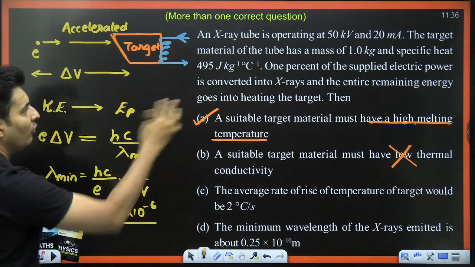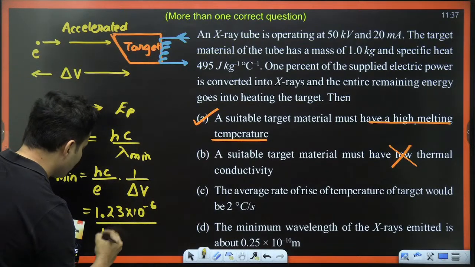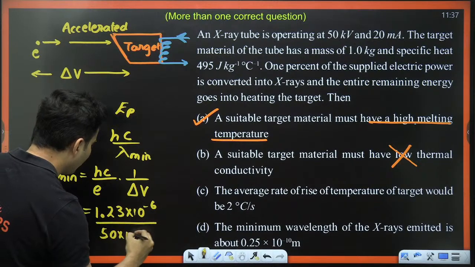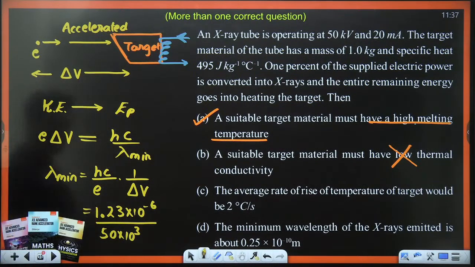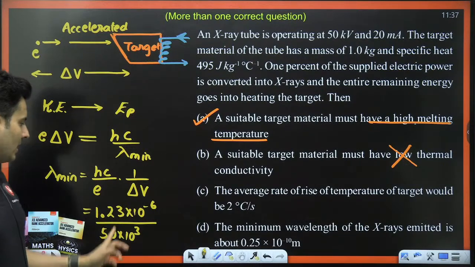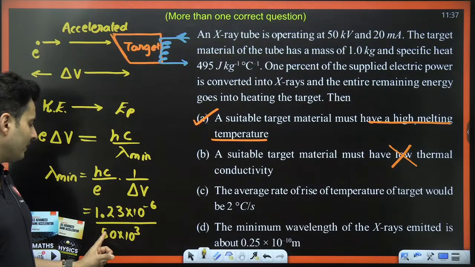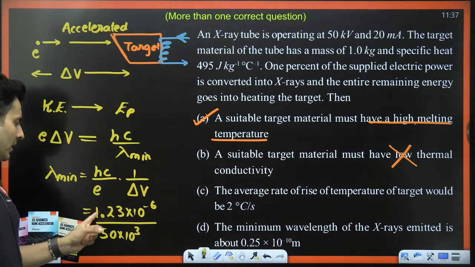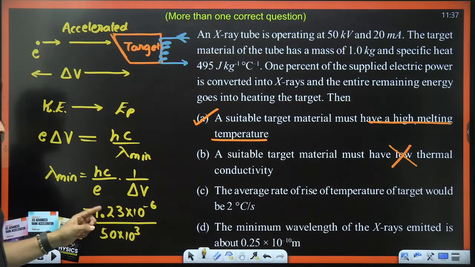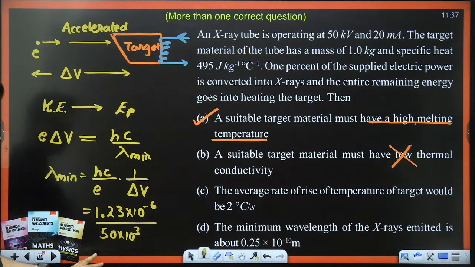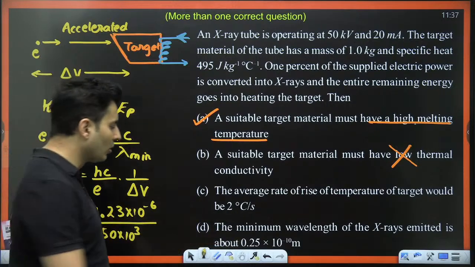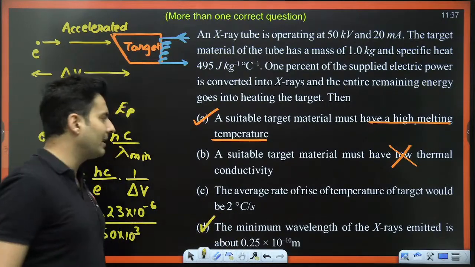Very simple. Voltage difference is 50 kilovolts, so 50 into 10 to the power 3. Just do the math and see how much it comes out to be. I think this will be 1 by 5, or if I do it as 0.5, it will become 2 times. So 2 into 123 will make it 246, 2.46. So I think close to this. Yes, option D is correct, guys.